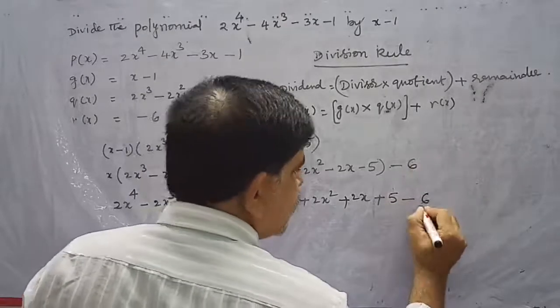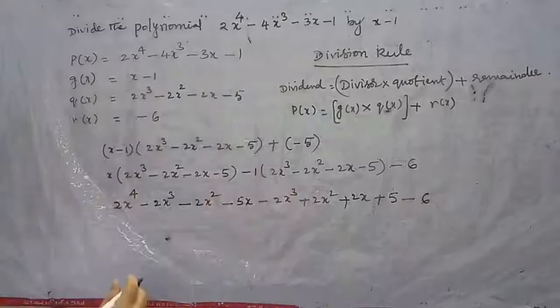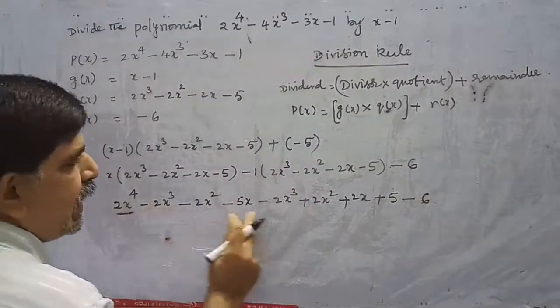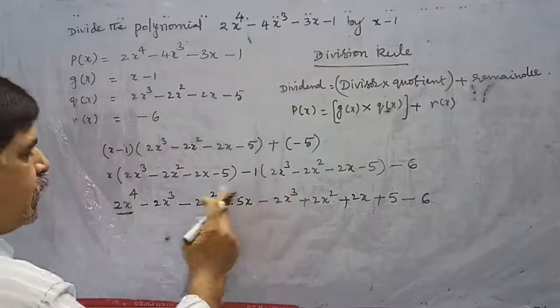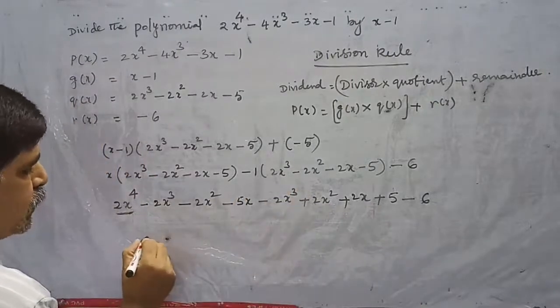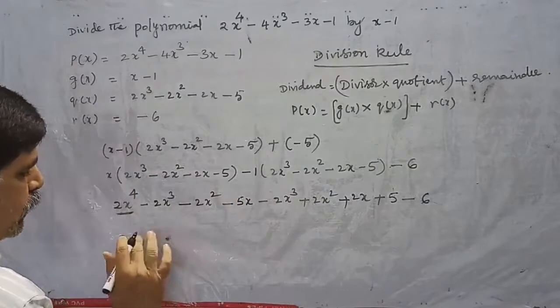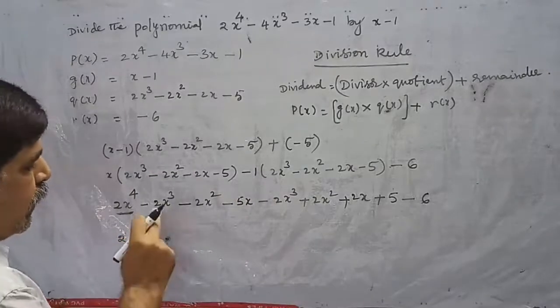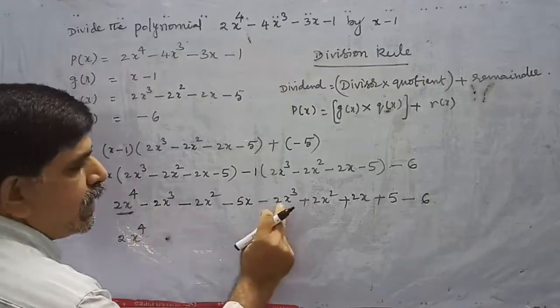Now minus 6. First one, x into 2x to the power of 4. Is there any other x to the power of 4 down here? No. So you write 2x to the power of 4. Next, x cube terms: minus 2x cube, minus 2x cube.